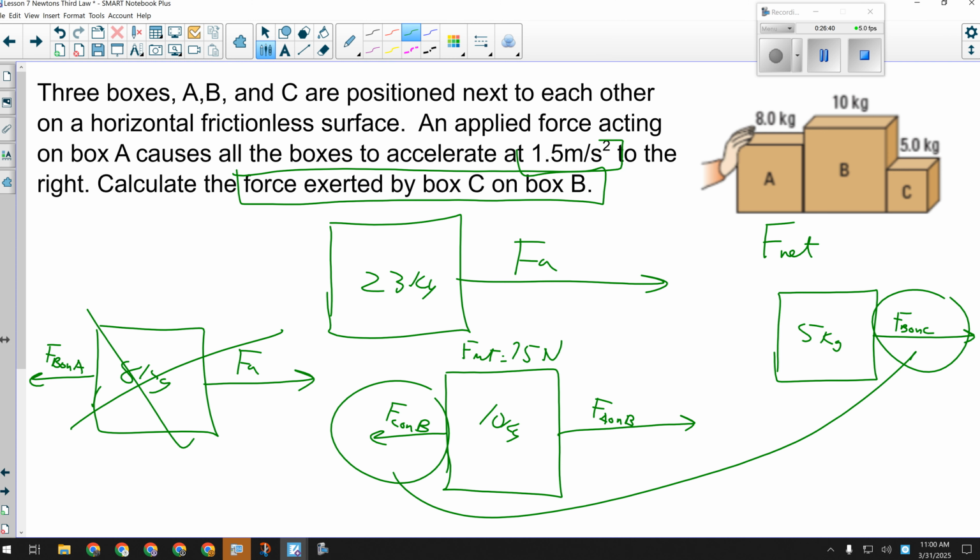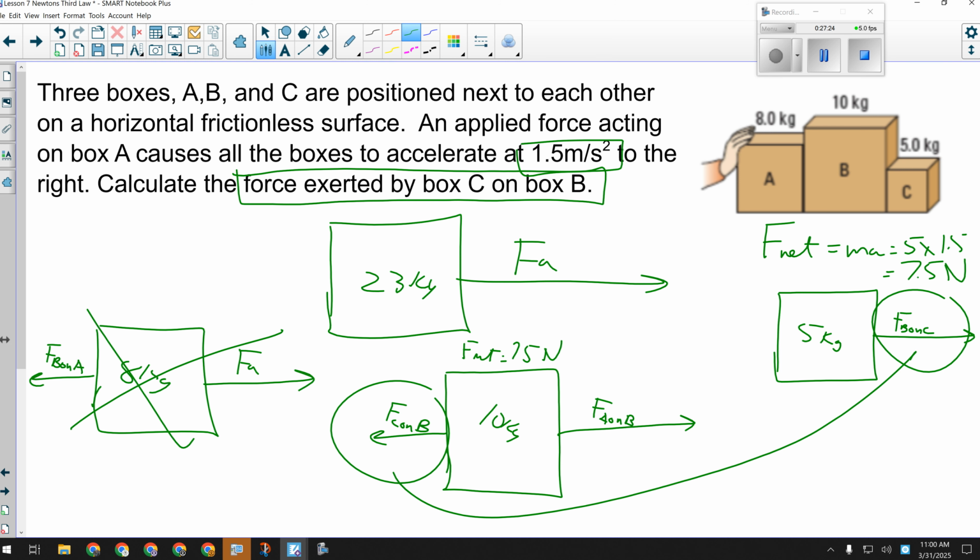Right, here's the acceleration. All the boxes accelerate at that rate. Okay, so 5 kilograms times 1.5 meters per second squared should be 7.5 newtons. Okay, so the force that B exerts on C is 7.5 newtons forwards. What's the force exerted on B by C? Every action has an equal and opposite reaction. B pushes on C with 7.5 newtons forward. C pushes on B with negative 7.5 newtons, or 7.5 newtons backwards.